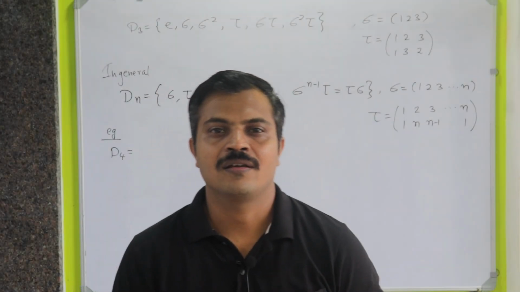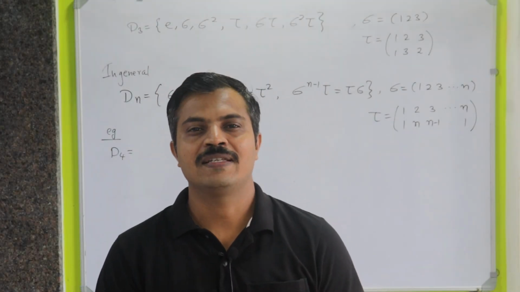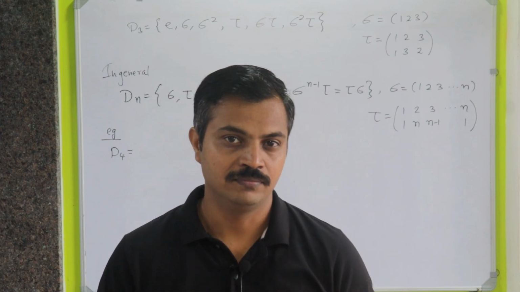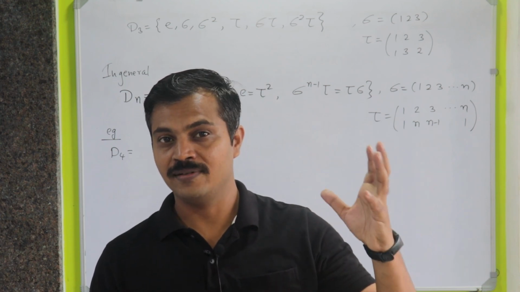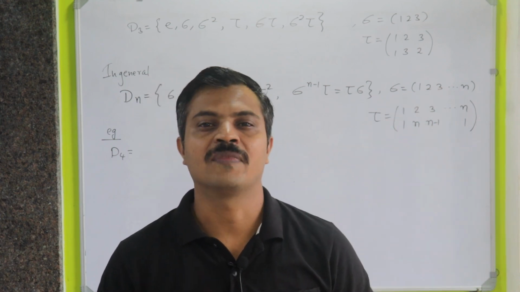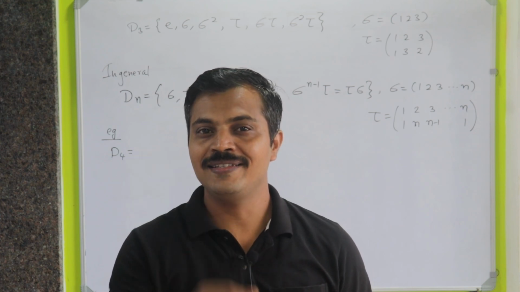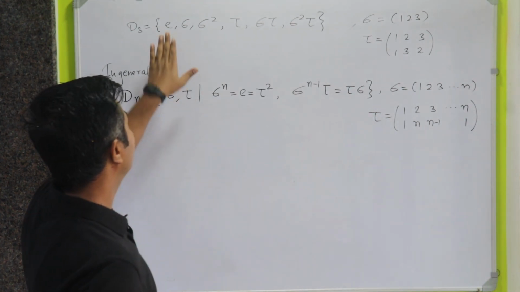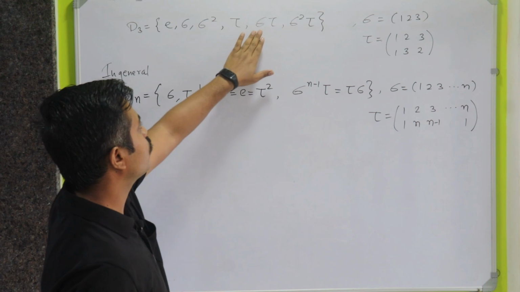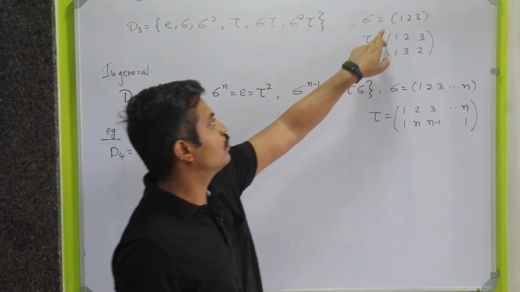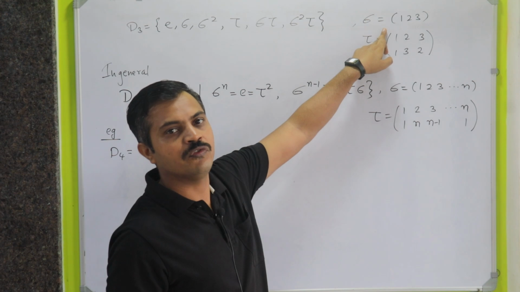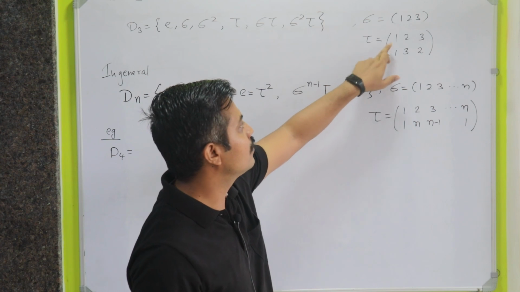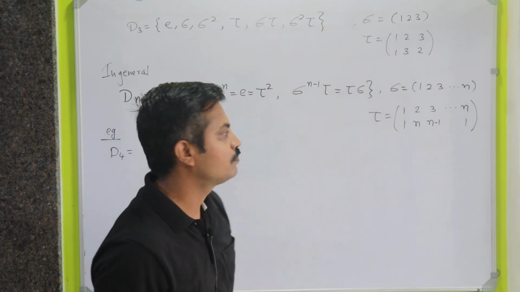In the previous class, we talked about the group of symmetries of an equilateral triangle, that is nothing but D3, or it is also called the group of symmetries of a regular polygon having 3 sides. While discussing that example, we introduced some notations for the elements of D3: E, sigma, sigma square, tau, sigma square tau, where sigma is a permutation of length 3 and tau is somewhat like this. The important thing to note here is that 1 is mapping to 1 in tau.